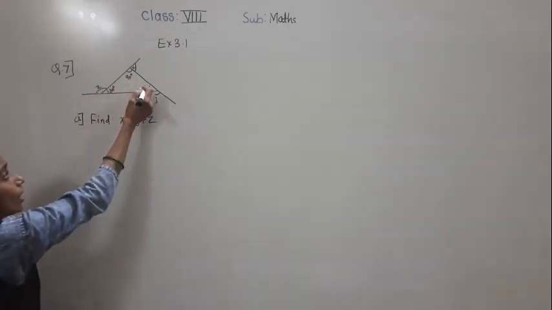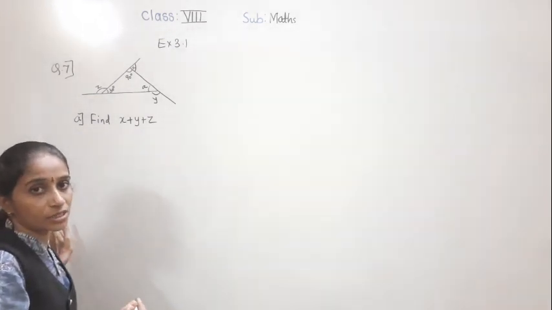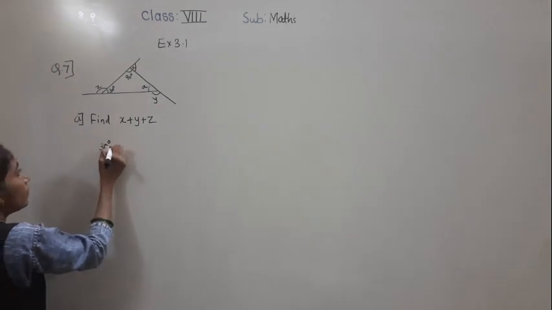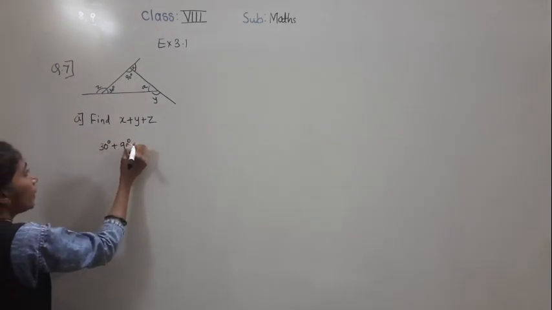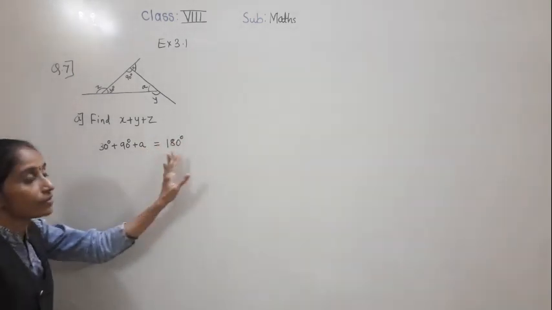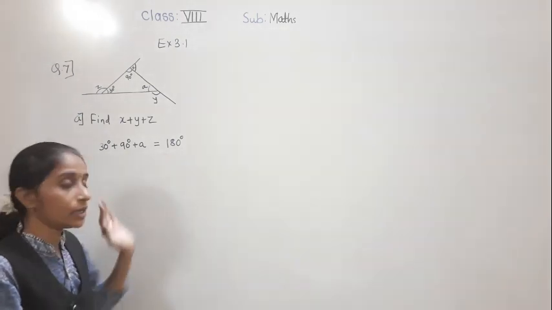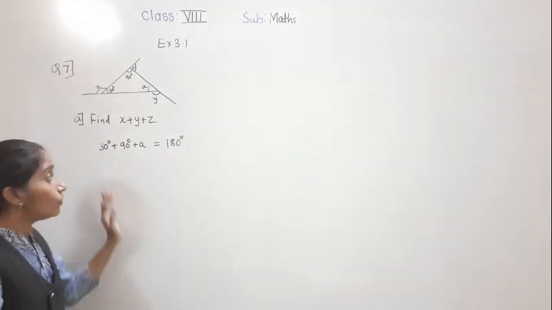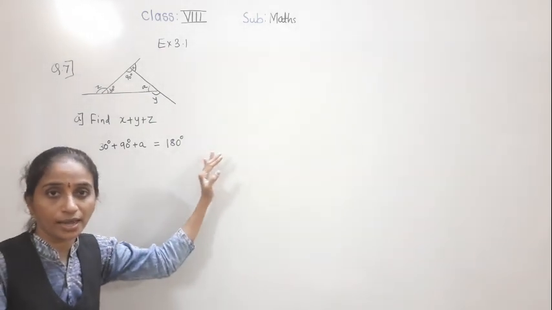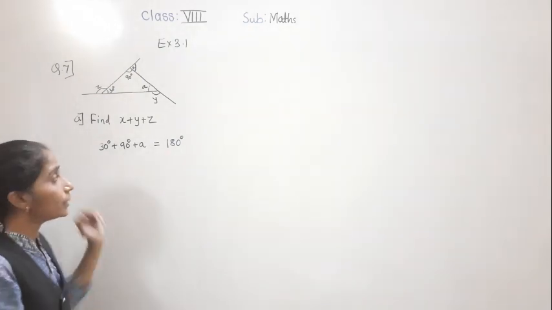Plus z. Now how to find a? Using the angle sum property of a triangle. What is it? 180 degrees. So 30 degrees plus 90 degrees plus a is equal to 180 degrees. Why 180 degrees? The sum of the angles of a triangle is 180 degrees. Means here we have to use the angle sum property of a triangle.